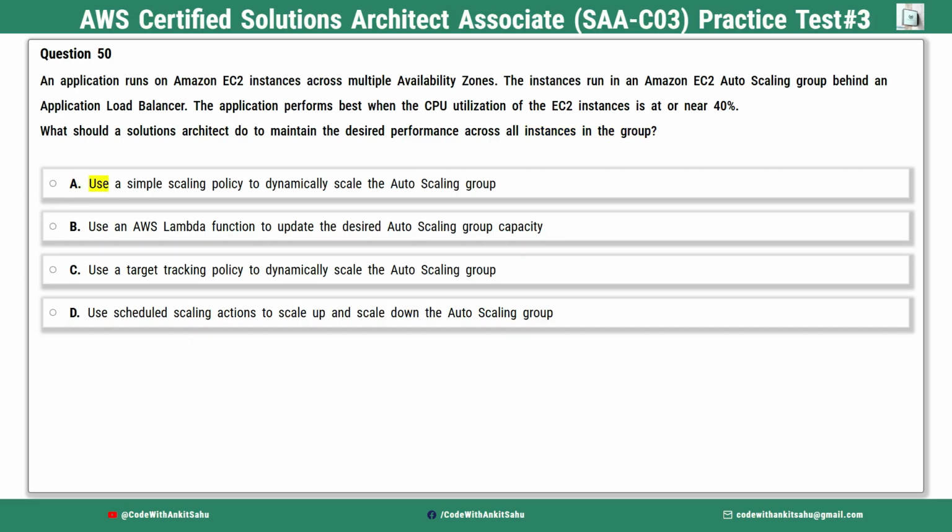Option A. Use a simple scaling policy to dynamically scale the Auto Scaling group. Option B. Use an AWS Lambda function to update the desired Auto Scaling group capacity. Option C. Use a target tracking policy to dynamically scale the Auto Scaling group. Option D. Use scheduled scaling actions to scale up and scale down the Auto Scaling group.